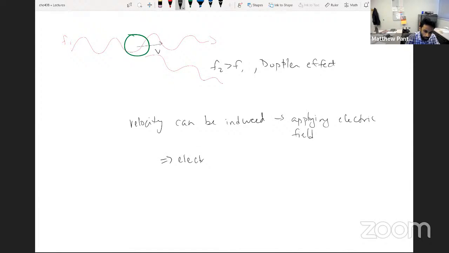So again, when you put particles in an electric field and you watch them move, this is called electrophoresis. And you can measure the electrophoretic mobility. Mobility is directly proportional to the velocity of a particle, which you can measure from the Doppler effect. And mobility is also directly related to the diffusion coefficient.